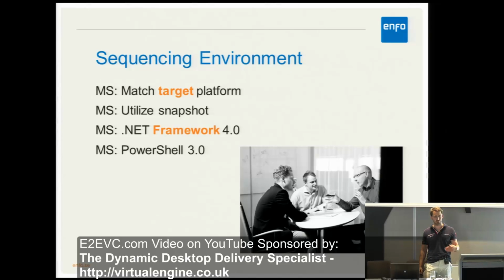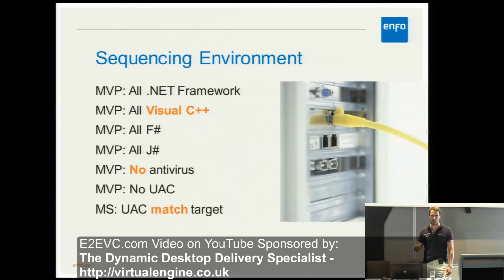It's not such a good idea anymore to package a 32-bit application on a 32-bit platform for a 64-bit platform. I'll show that in a minute. Use snapshots, makes life faster. .NET Framework, PowerShell 3.0, requirements of the sequencer. So good idea to have them both on the sequencer, required for the client as well. All .NET frameworks, don't skip one, include them all.